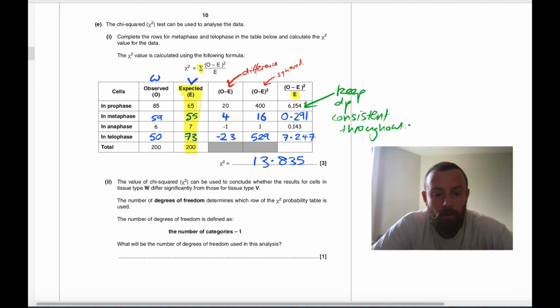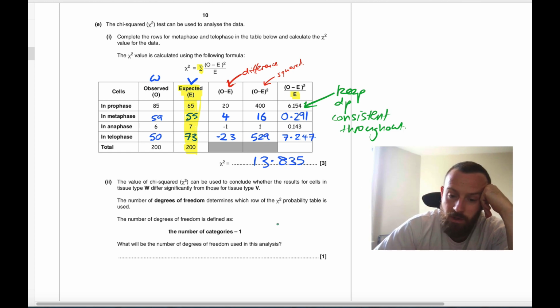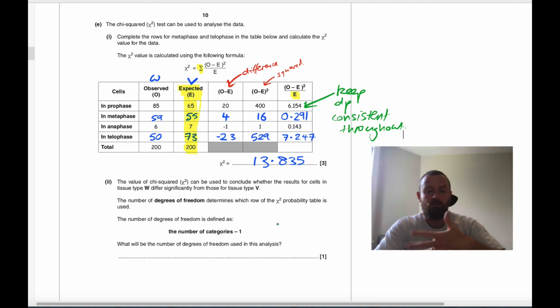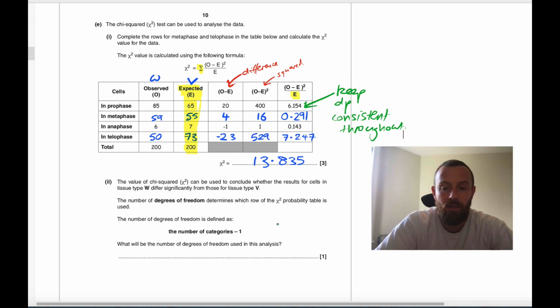Okay, all right. The value of chi-squared can be used to conclude whether results for cells and tissue type are significantly different from those with V. It's very similar to t-test. We're talking about looking at this calculated value and saying if it's bigger than the critical value. Again, like the t-test, we have to work out degrees of freedom, and it's the number of categories minus 1.